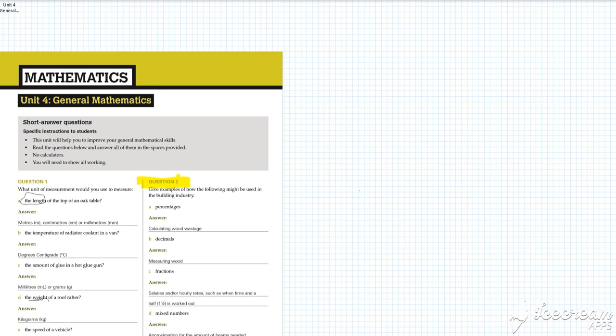We're going to work on question 2, unit 4 of the general maths booklet. So when we have a read of this question, it says, give examples of how the following might be used in the building industry. So they've given us an example of calculating wood wastage. So we might end up with 10% wastage.